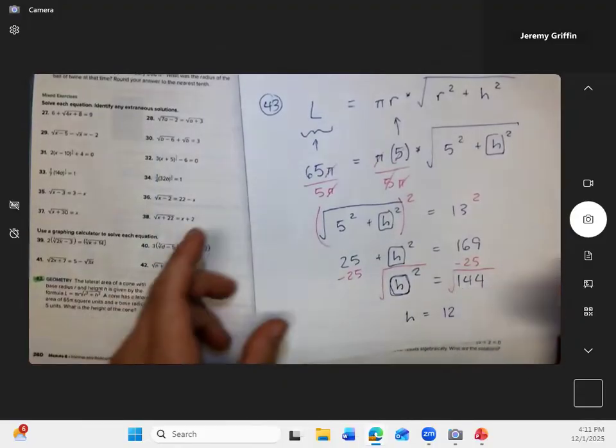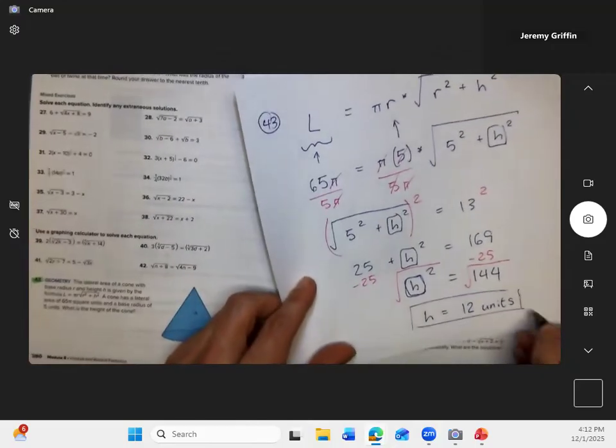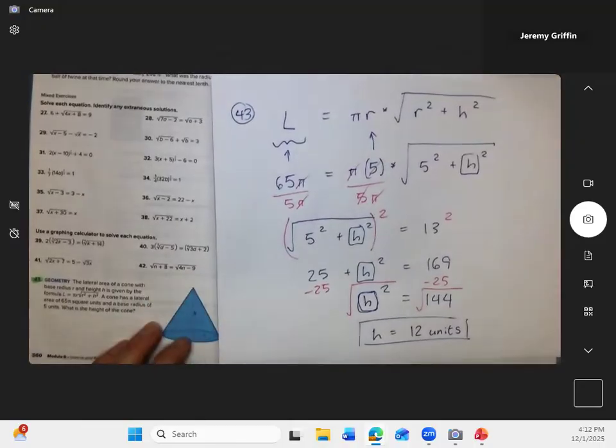Well, it's units. They just say units. So whatever the unit is, 12 distance units. There you go. That's it. Boom, boom. Okay. And one more I got for you guys.